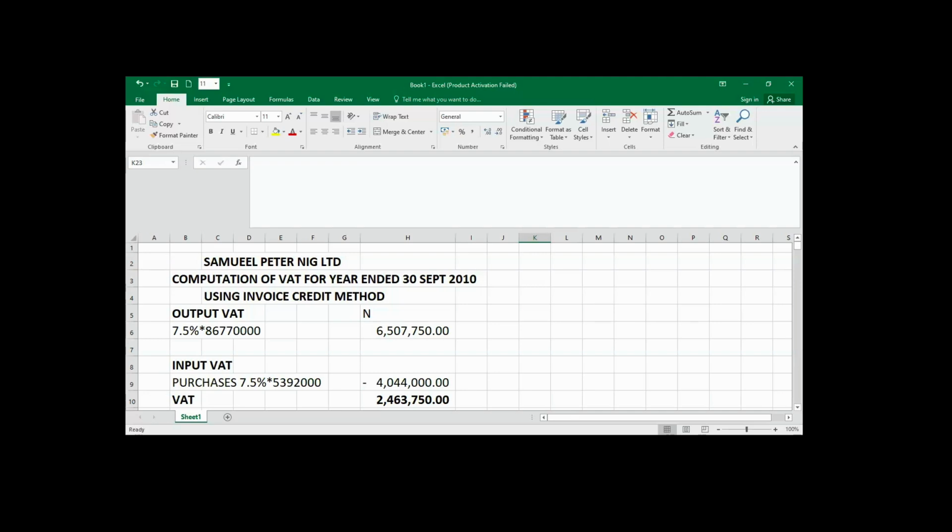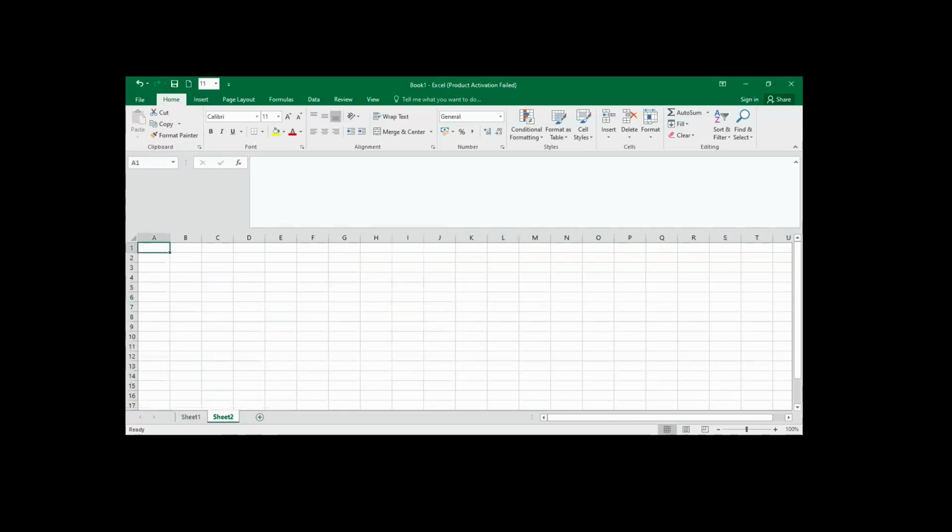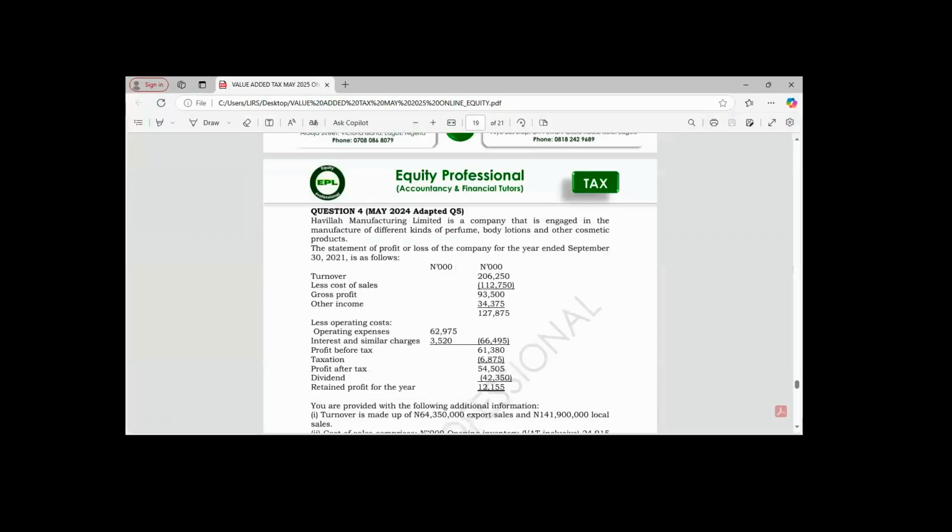So I told us when there is opening and closing inventory, you add the opening inventory to your purchases and other direct cost figure, while you less the closing inventory from the direct cost. The resulting figure, which is the cost of goods sold, is what you are going to apply the value added tax on. So we are going to look at a question relating to that.